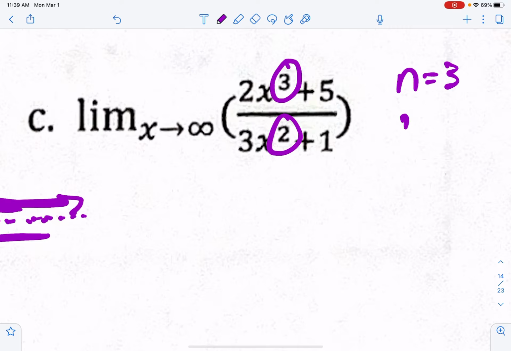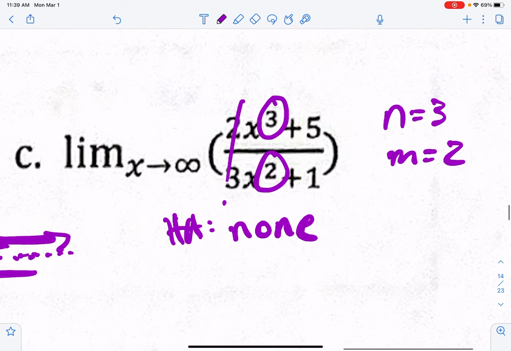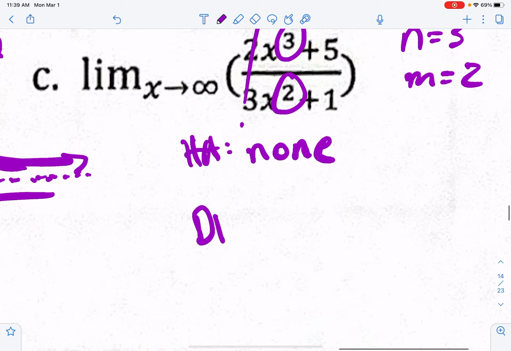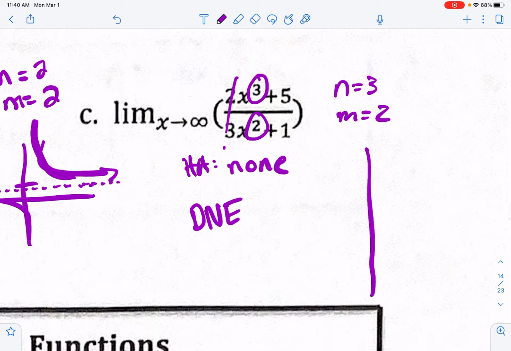N is 3, m is 2. So we're no longer looking at the leading coefficients. It's not 0. There is no horizontal asymptote, which means that the limit does not exist in this case. Does not exist for a limit. Okay, it's not approaching one single number. In fact, what's happening to this thing, it's probably looking something like this.